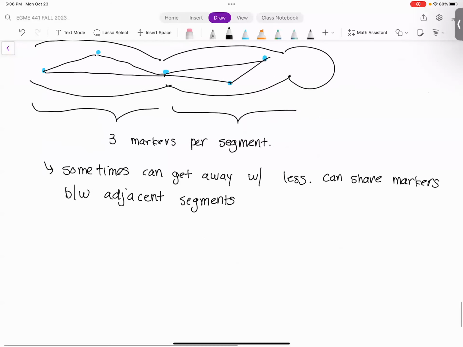Okay. All right. So the markers are the first step to motion capture. The other piece are the cameras. Okay. And so in most cases, you're going to need more than one camera. In fact, sometimes even more than two or more than three cameras in order to get a good capture of 3D motion.